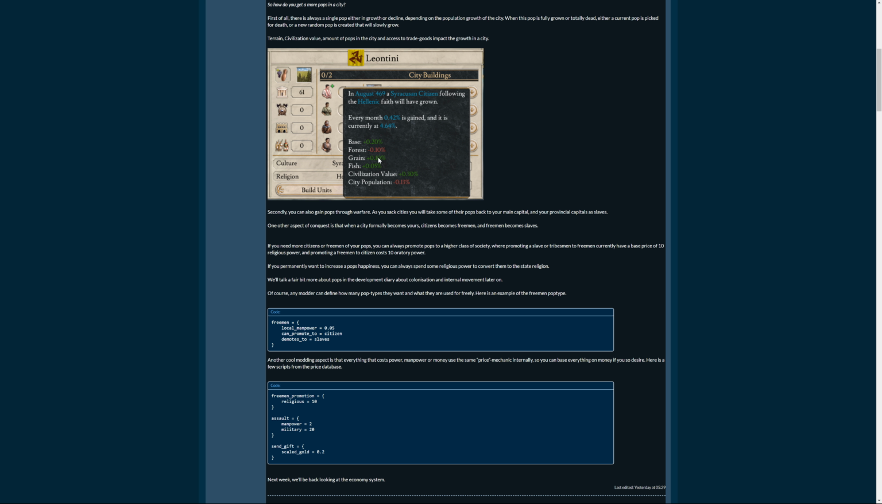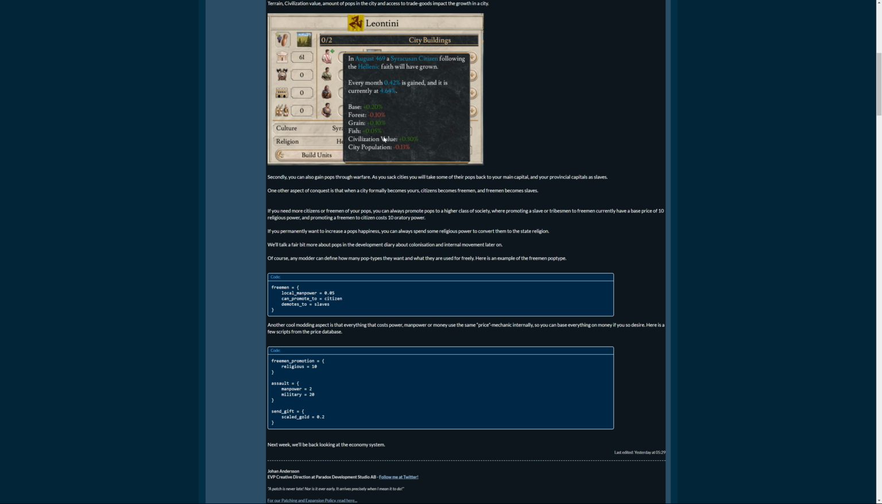As you can see here, grain and fish impacted positively. And this is a forested area, so the growth goes down. And the city's population also counts in. Probably the higher the population, the less quickly the city will grow. I don't know if that is logical, but I think it could be in that time, because it gets all kinds of hindrances when the city becomes bigger, there's disease risk and stuff like that. And the civilization value also increases. And then you have a base value, as you can see here.